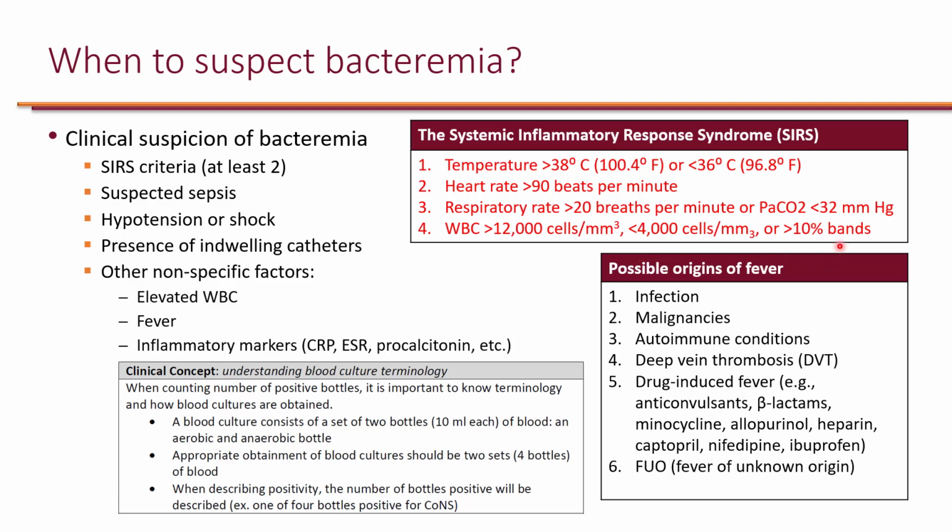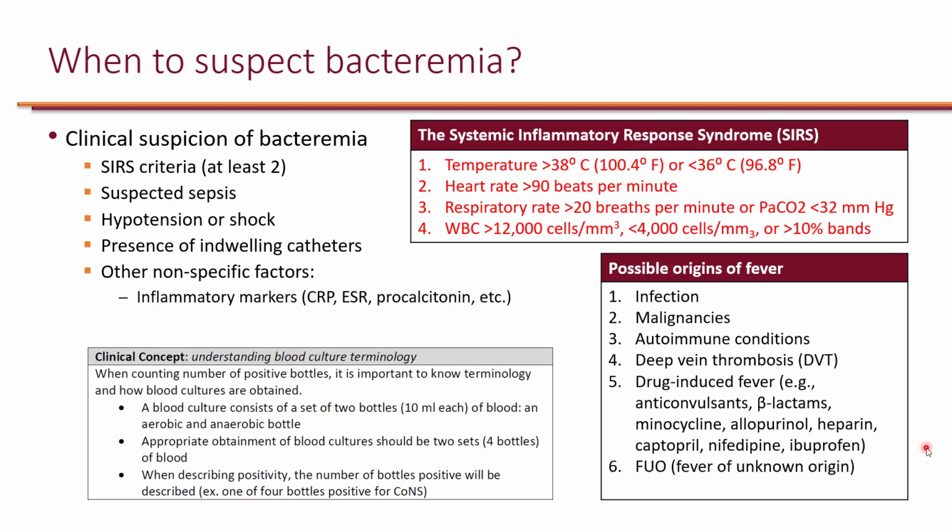Alternatively, if the bands or segs are more than 10%, so these are the premature neutrophils. Bacteremia should also be suspected if a patient has sepsis, which will be discussed later in the course, or if the patient has hypotension or shock, presence of indwelling catheter. Other non-specific factors include inflammatory markers such as C-reactive protein, ESR, or procalcitonin.